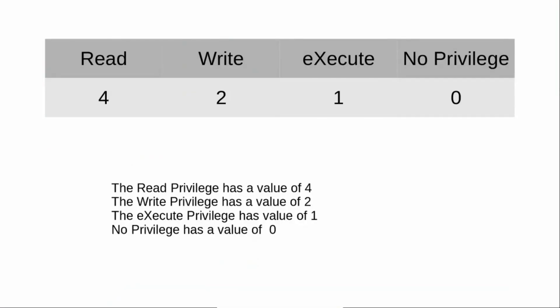Read has a value of 4, write has a value of 2, and execute has a value of 1. And then no privileges has a value of 0. If we add these up, 4 plus 2 plus 1, we get 7, the highest number we can have. But we can also use 0. So we have 8 different numbers we can use for the permissions, and that's where we get the name octal permissions. Let's look at an example.